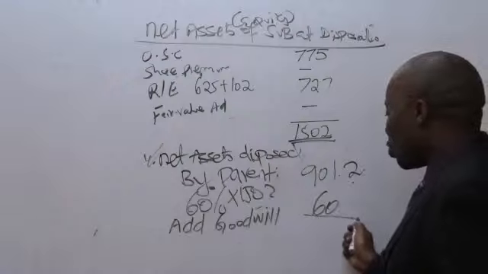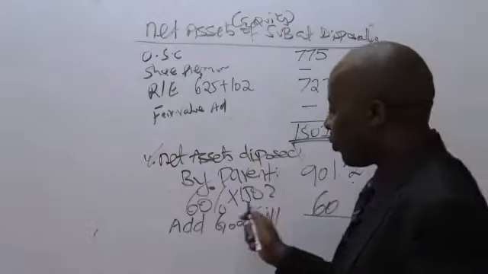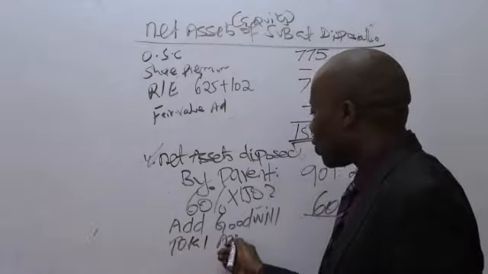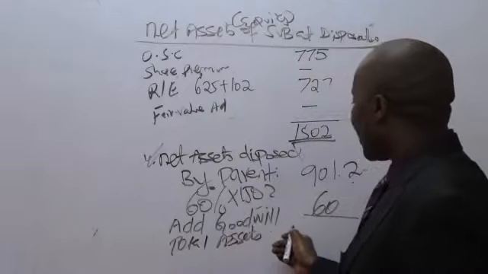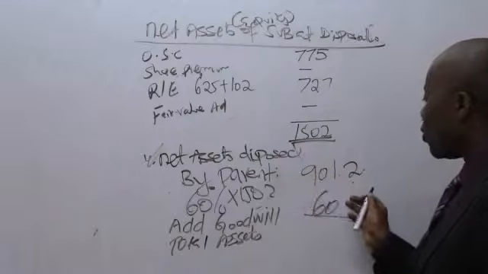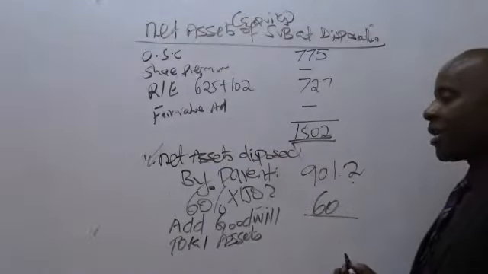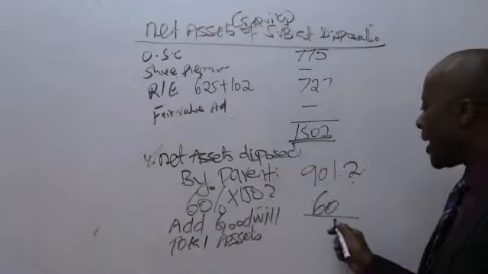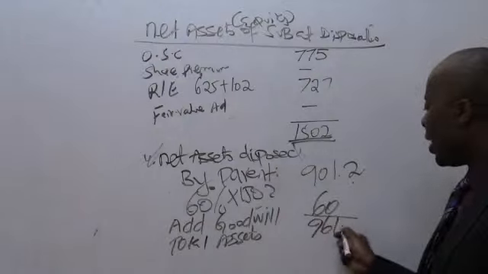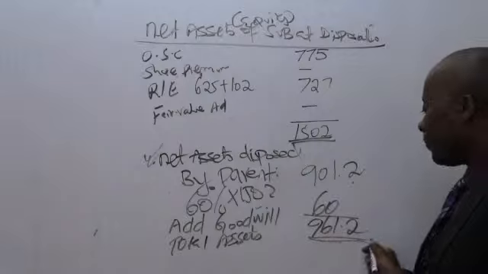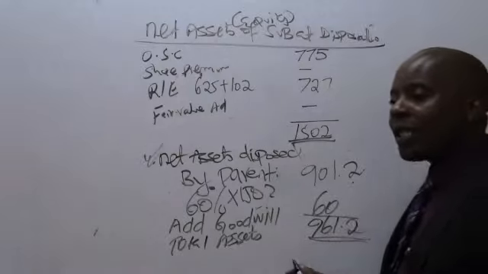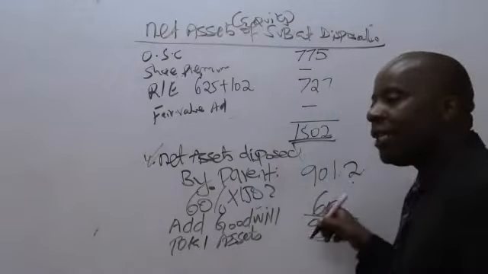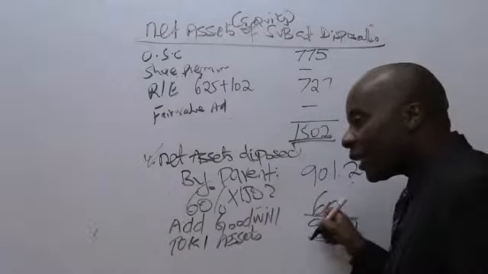So therefore their total assets disposed will be 901.2 plus 60. Please give me a figure. 901.2 plus 60. This will give me what figure? 961.2. So this is the amount that this parent company had injected into this particular subsidiary. This is the worth.